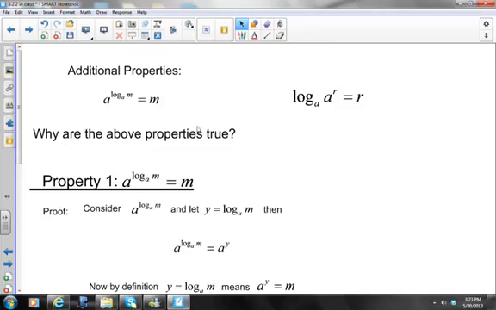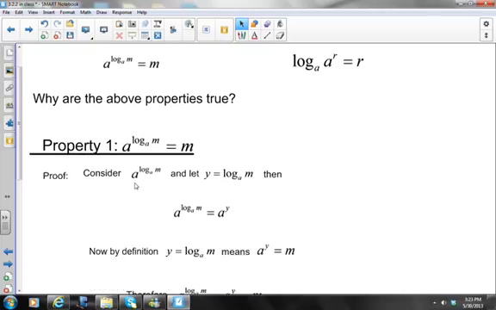The question is, why are the above properties true? Let's look at property 1 first. We'll start off by simply looking at the left-hand side of this equation, a to the log base a of m. Now, we're just going to let y equal log base a of m. We could have chosen any letter, but for right now, we'll just choose y. Once we do that substitution, we can rewrite our original statement, writing the exponent as y instead of log base a of m, because that's what we called it. We could have called it r, q, p, any letter we wanted to.